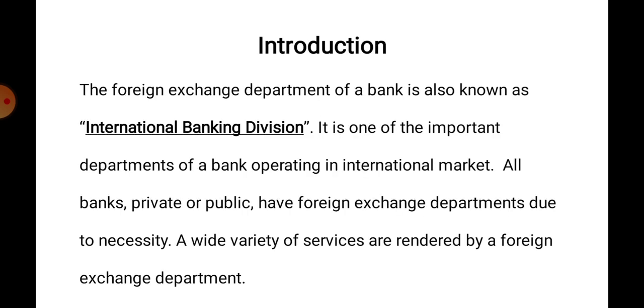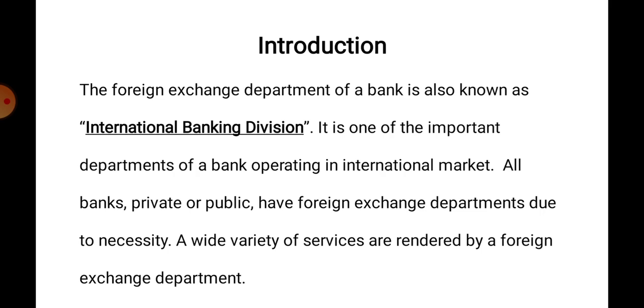First of all, we have to understand the meaning of foreign exchange department of a bank. The foreign exchange department of a bank is also known as International Banking Division. It is one of the important departments of a bank operating in the international market. All banks, private or public, have foreign exchange departments due to necessity.